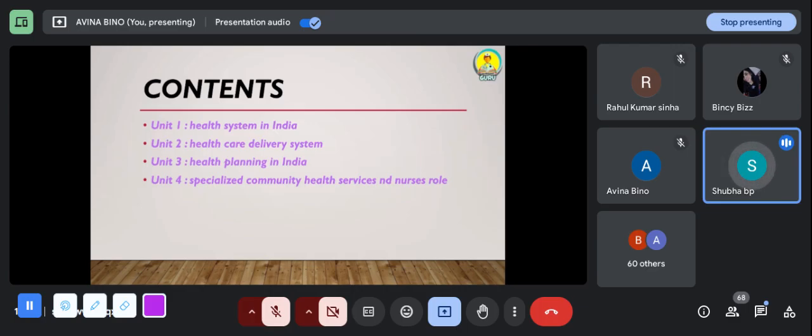You should know how health services are delivered according to the state and the central level. In the central level there are different types of programs, and in the state level there are different programs. For example, WHO is central. So according to that you are going to study in unit 1, health system in India. Coming to unit 2 is healthcare delivery system, and unit 3, health planning in India.